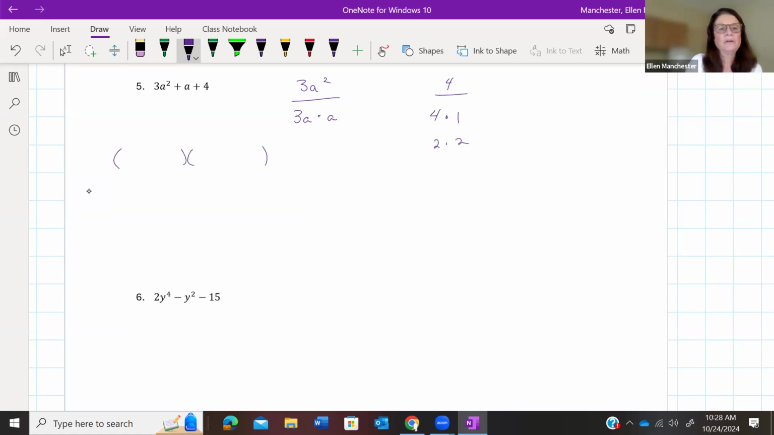So first set of parentheses, I have 3a and a. And I want the outside and the inside to equal a positive 1. So if I use the 4 and 1, I know I have a positive value of 4 and a positive value of 1. So 3a times 1, this is my outside, plus my inside. So that's my 7a, so that's not going to work. So then I'm going to try something else.